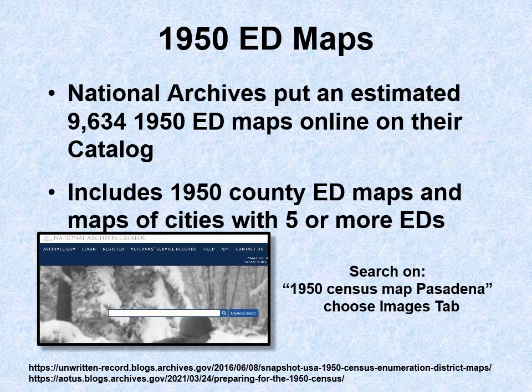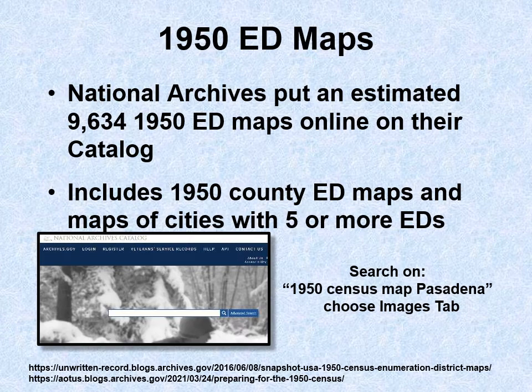Now there's another way of doing this as well, at least finding the block number, and that's to use the Enumeration District maps. And I want to point out that the National Archive has now on their catalog over 9,000 Enumeration District maps. And to find the Pasadena one, you can see on the right, bottom right, you go to the catalog and you search on 1950 Census Map Pasadena. And you choose the image tabs.